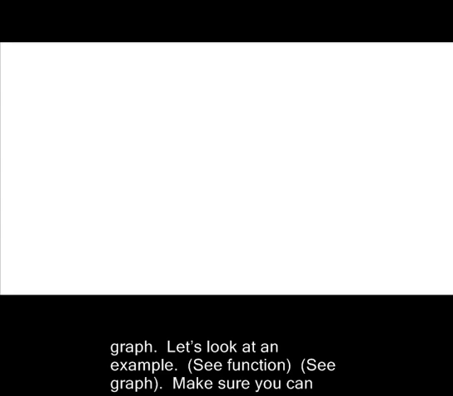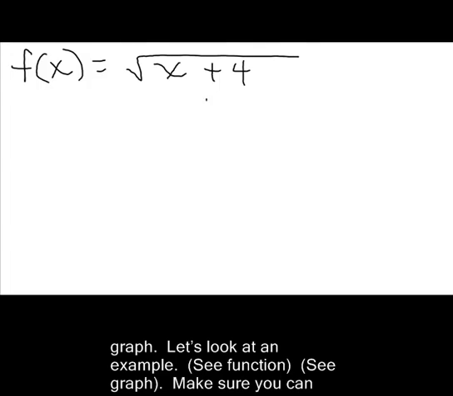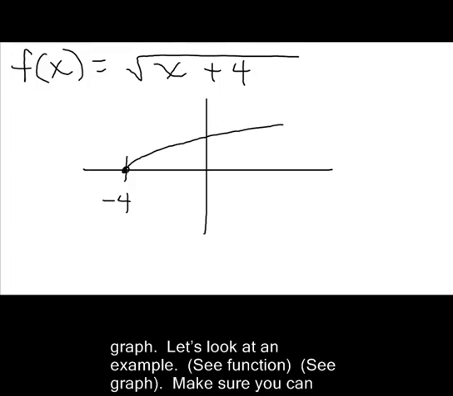So let's look at a particular graph. Let's say I wanted to graph f of x equals the square root of x plus 4. If I graph that one, I get a graph that looks like this. It starts on -4, and it keeps going out this way. That's what my graph looks like. Make sure that you can recreate this.